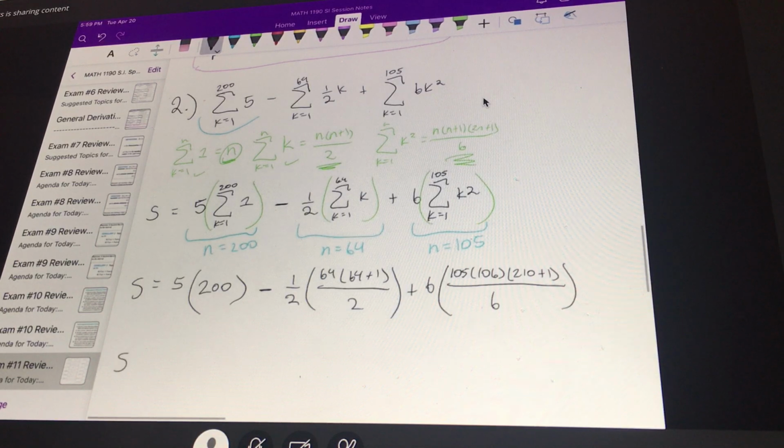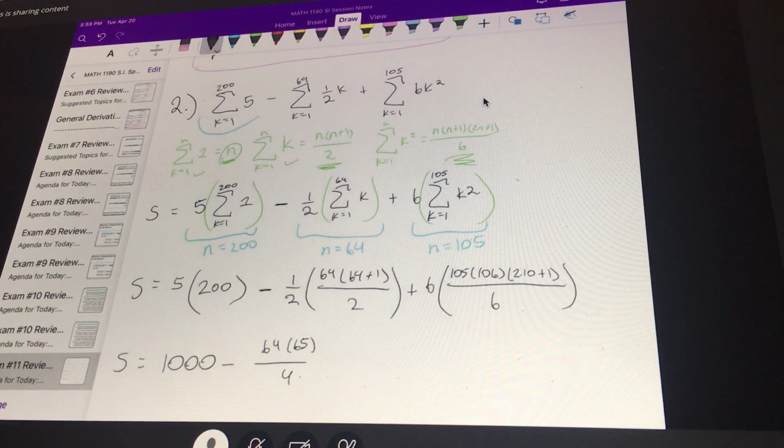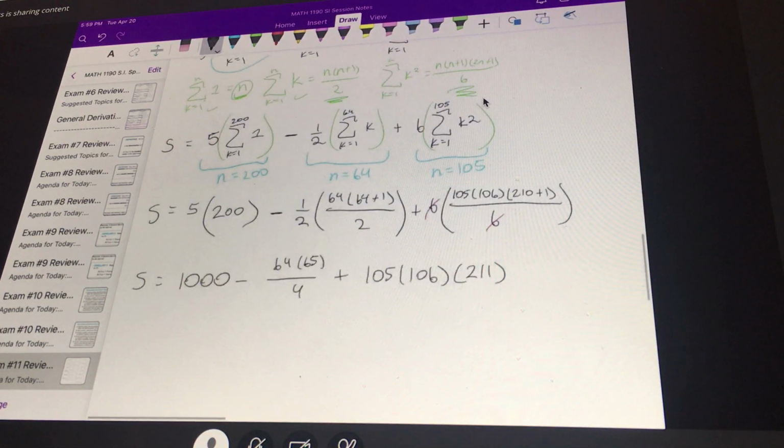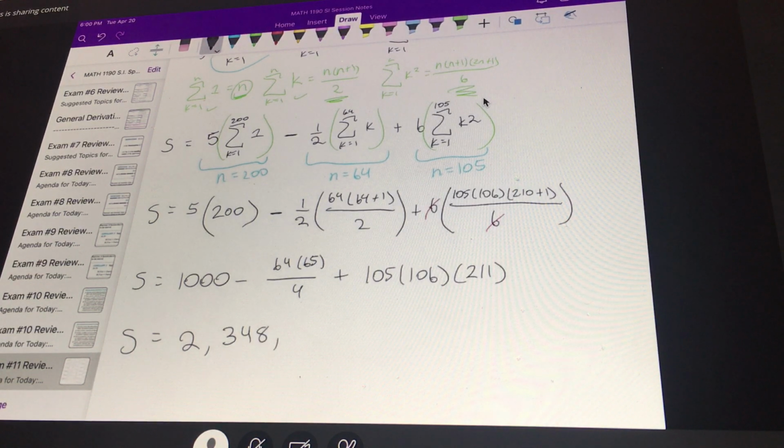All right. So then from here we get 1,000 for our first one. And then we end up with 64 times 65 over 4. And then plus, those 6's are going to cancel out, and then we're left with 105 times 106 times 211. And honestly, from this point, I would just plug it in your calculator. And the answer you should get from that is 2,348,390.